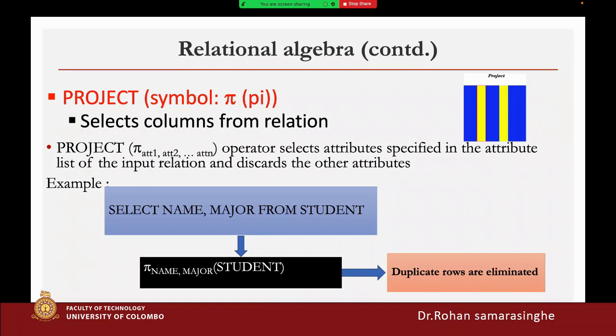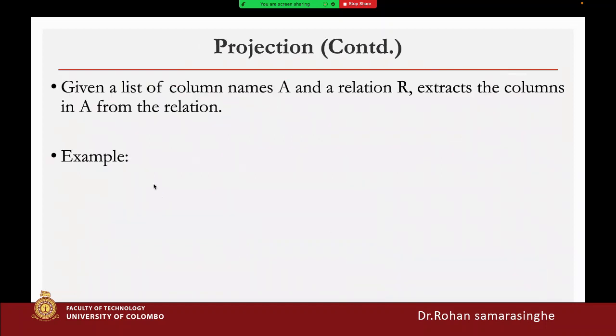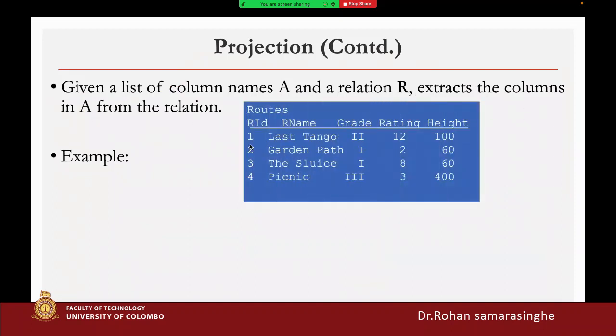If there are any duplicate rows, they will be eliminated, unlike in the SQL language. Given a list of column names A and a relation R, extract the columns in A from the relation. For example, you can write Roots: root ID, root name, grade, rating and height.